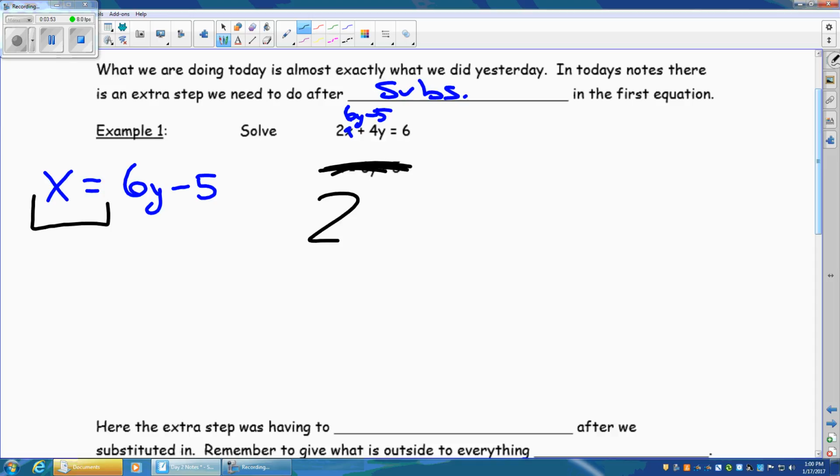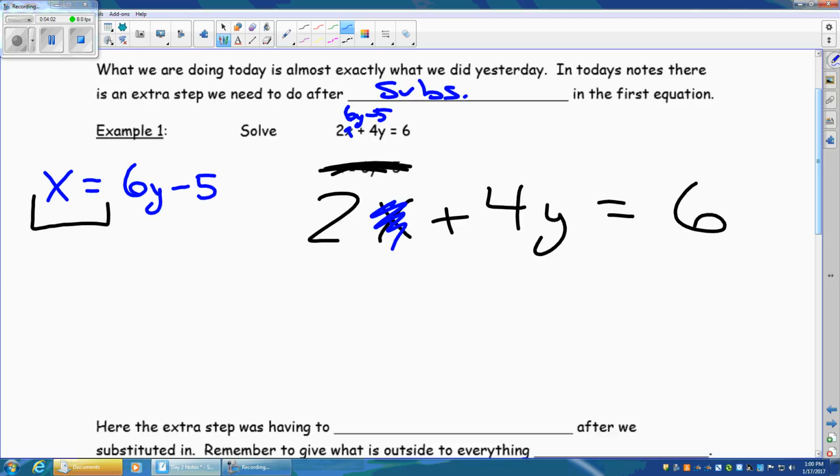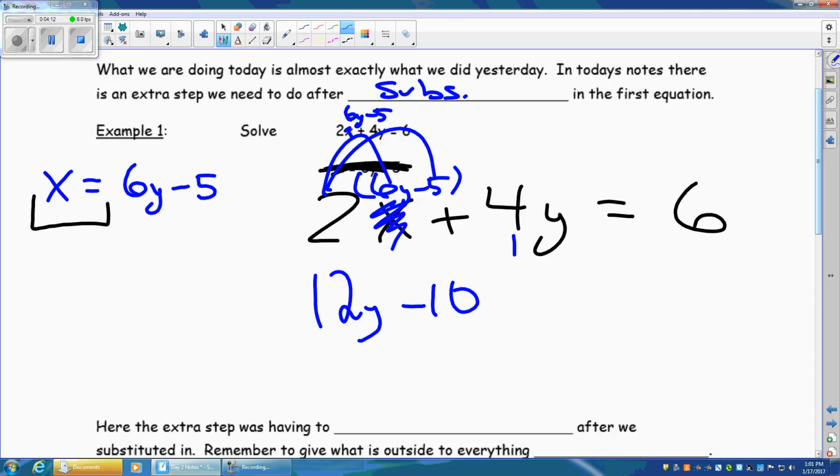So what I'm going to do is I'm just going to rewrite it. You guys don't have to rewrite it typically. I just want to show you guys a little bit nicer here. That we're going to scribble out this x. And again, we're going to put in 6y minus 5. So now when I go 2 times 6y, I end up getting 12y. 2 times -5 is -10. Drop down this 4y. And all of that is equal to 6.